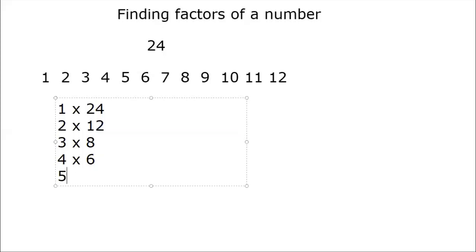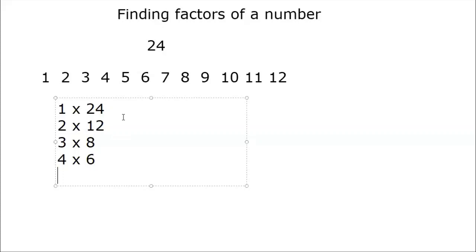5, well, I know that 5 times 4 is 20 and 5 times 5 is 25, so it misses out 24, so 5 is not a factor. 6 is a factor, but of course I've already done the sum because I've done 4 times 6 up there. 7, not a factor because 7 times 3 is 21 and 7 times 4 is 28. 8 is a factor, but I've done it already up there. 9, not a factor because we can get 18 or 27, but not 24. 10, very obviously not a factor. 11, obviously not a factor because it's 11, 22, and then 33. 12 is a factor, but I've done it up there. And 24 is a factor, obviously, but I've done it with 1.